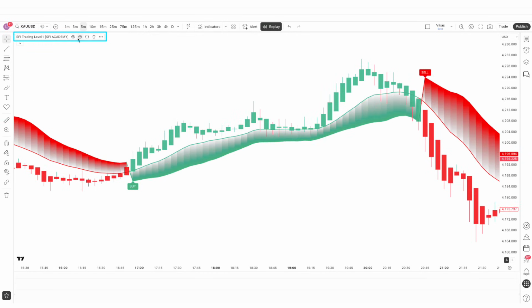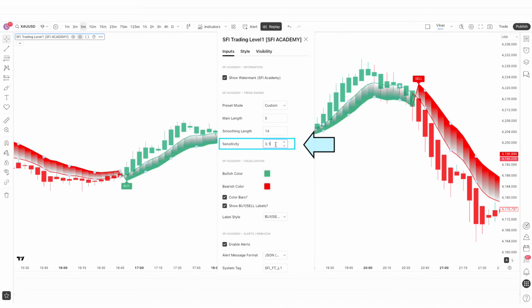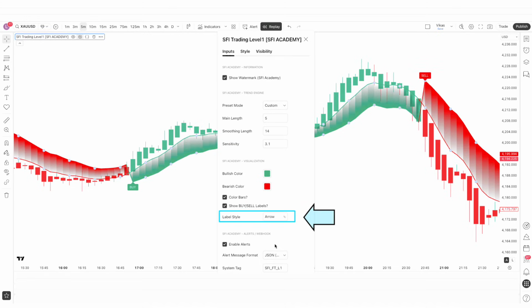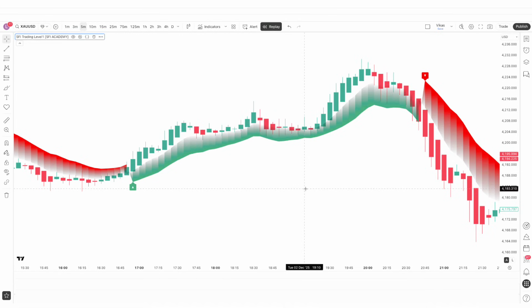Now change the indicator settings for signals. First, change the Preset Mode option from Level 1 to Custom. Then change the Main Length option from 10 to 5, and change the Sensitivity option from 2 to 3.1. Then change the Label Style option from Buy Sell to Arrow. And we have to keep these options hidden. Everything else is fine after that. Click OK. Now we'll add one more indicator to make this strategy more powerful.